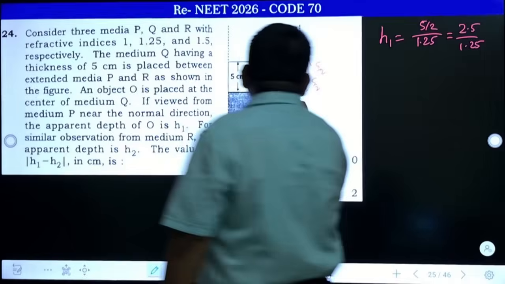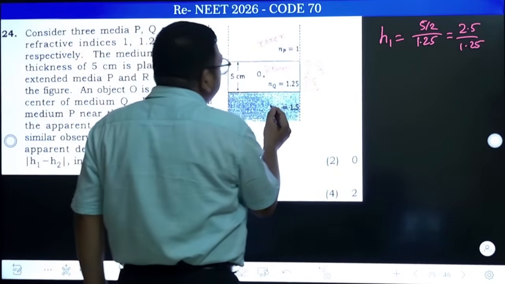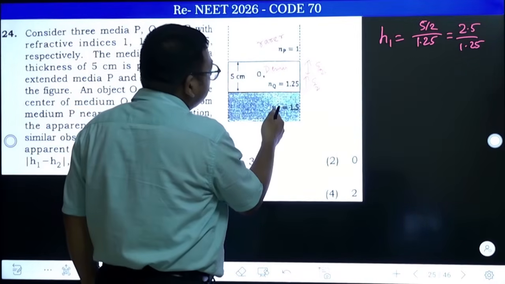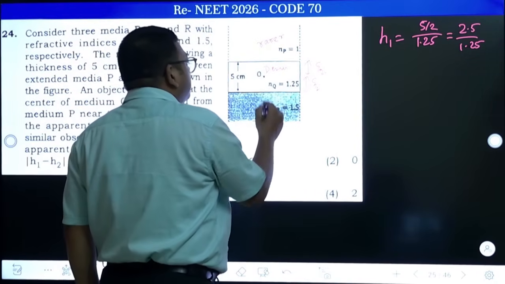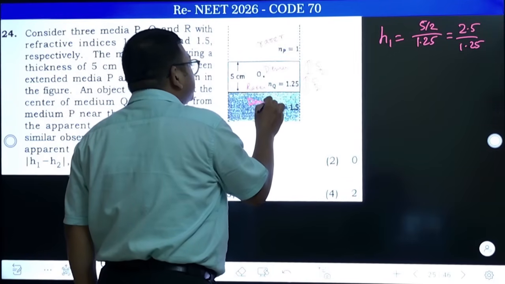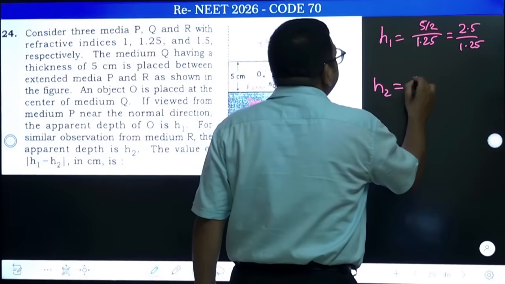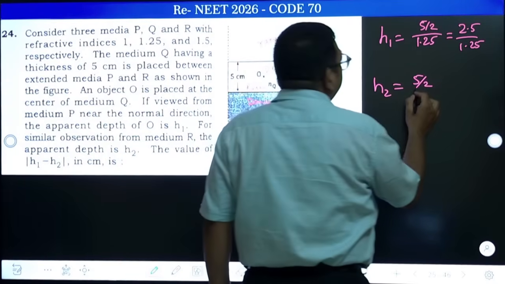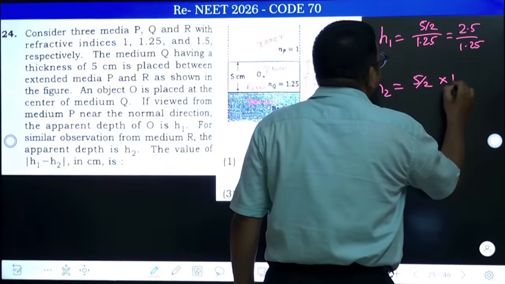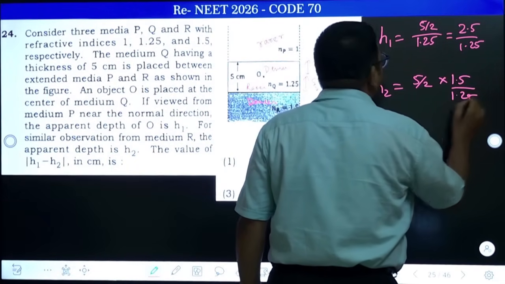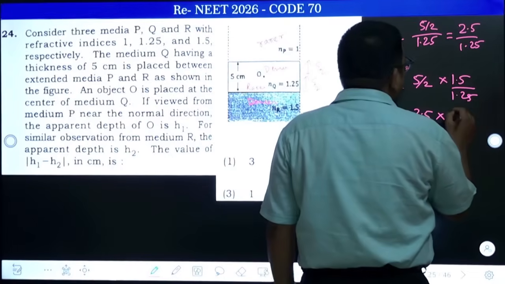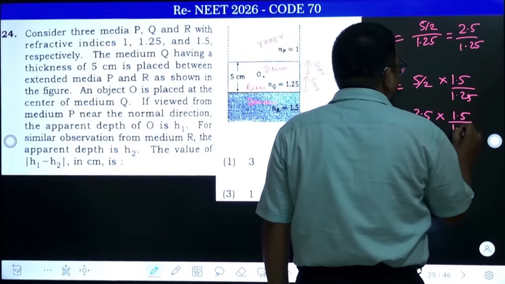Okay, then next, when you are calculating from this side, it is going to be further away from that, because this side medium is denser, right? And this side when you are taking this medium, this will become like a rarer medium and this will become like a denser medium. So now calculate h2. So same thing, 5 by 2 we have to do, but we have to take this ratio, and we have to multiply as 1.5 by 1.25. Okay, so calculate this. 2.5 into how much? This we need to calculate.